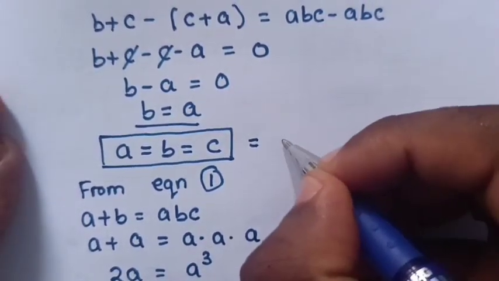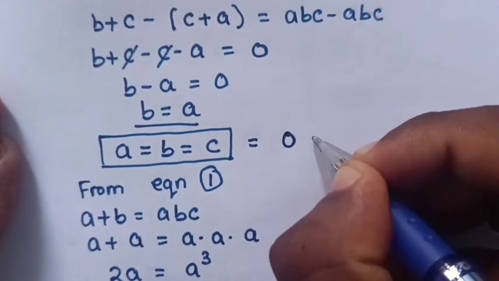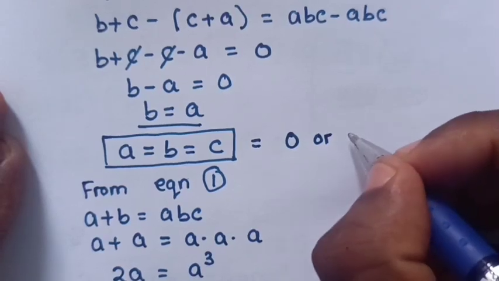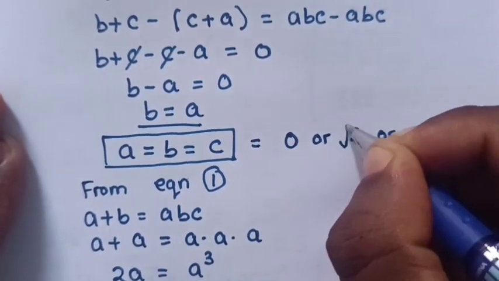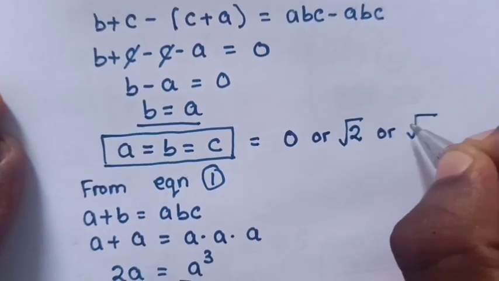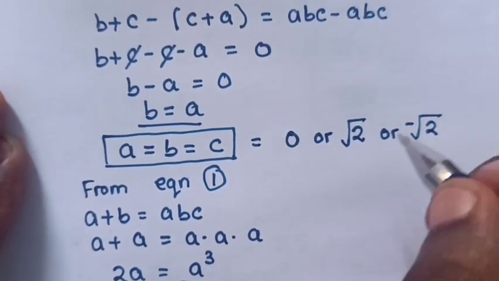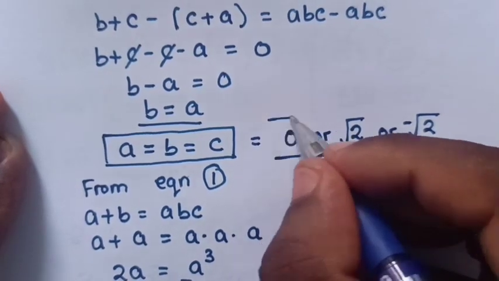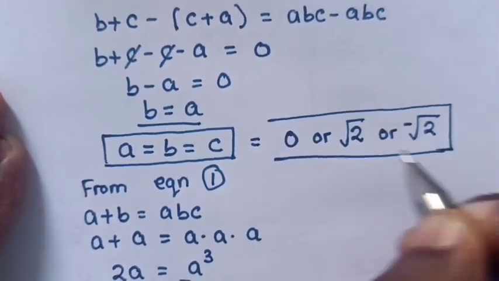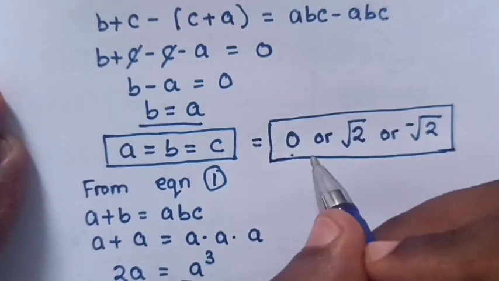So here the answers are 0 or square root of 2 or negative square root of 2. These are the answers, which are the same values of a, b and c. Don't forget these steps. Don't miss out.